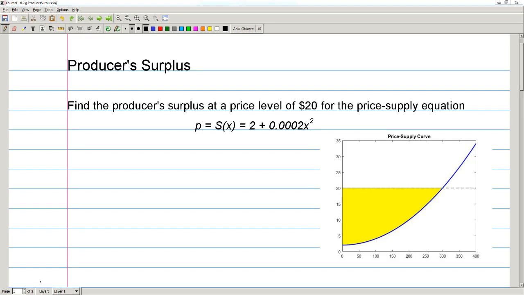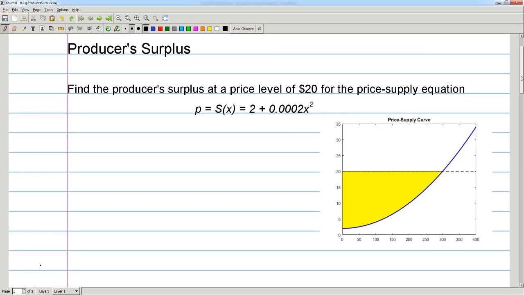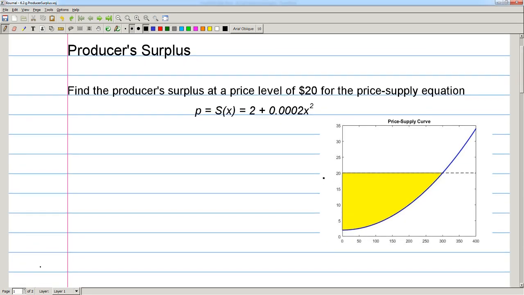At this time, let's compute the producer's surplus for an example together. Let's find the producer's surplus at a price level of $20 for the price supply equation P equals 2 plus 0.0002 x squared. The graph here is on the page. We have the horizontal line P equals 20 and P equals S of X, and we need to compute the yellow region, the area between the current price line and the price supply curve, to get the producer's surplus. But first we're going to need X bar. We're going to need to know the number of units being sold at this price of $20.